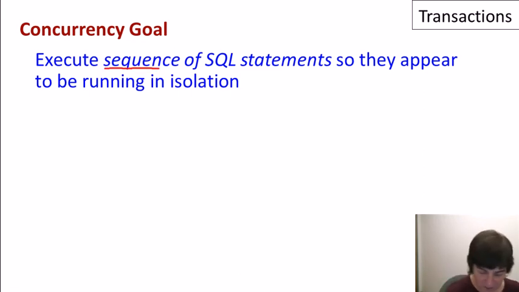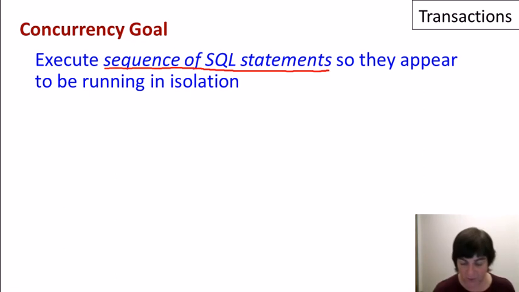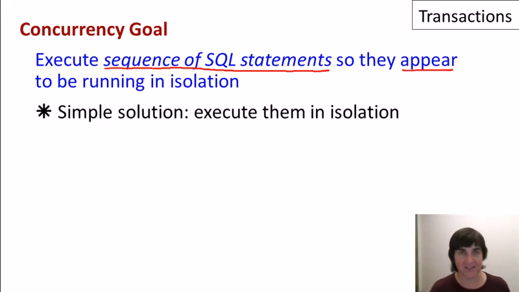Specifically, a little more generally, we'd like clients to be able to execute a sequence of SQL statements so that the client can at least act like those statements are running in isolation. Now, there's one obvious solution to do this, right? Why don't we just execute them in isolation? The database system can take its client requests and just do them one at a time with no concurrency.